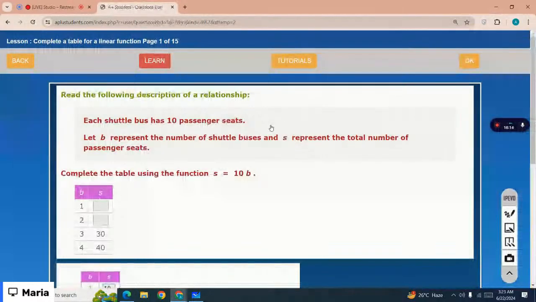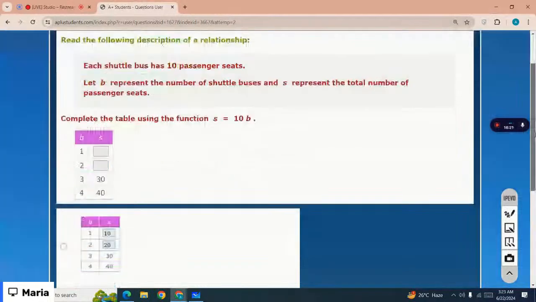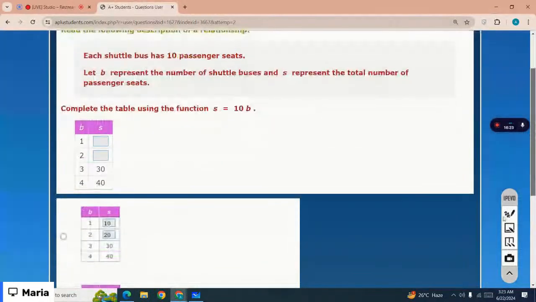Read the following description of a relationship. Each shuttle bus has 10 passenger seats. Let B represent the number of shuttle buses and S represent the number of passenger seats. Complete the table using the function S equals 10B. You are given the function S equals 10B, right? You need to calculate the value of S for B equals 1 and B equals 2.